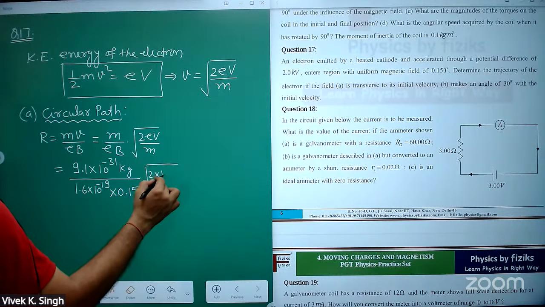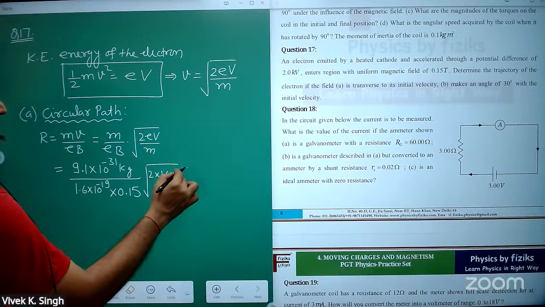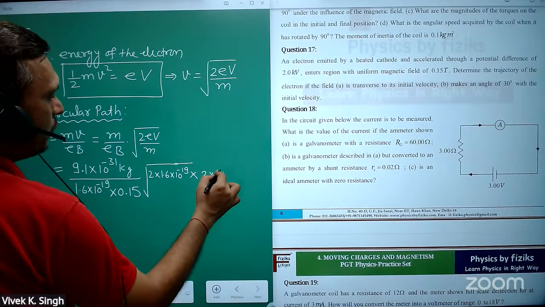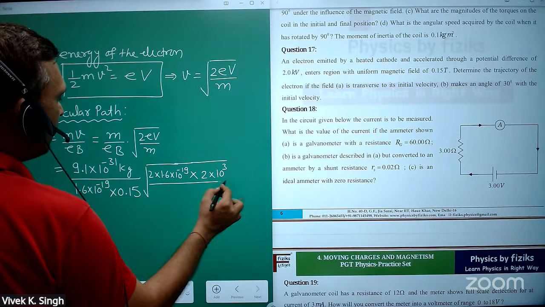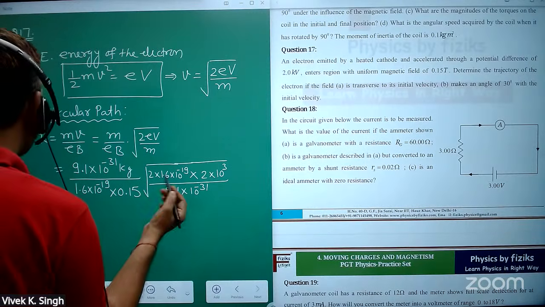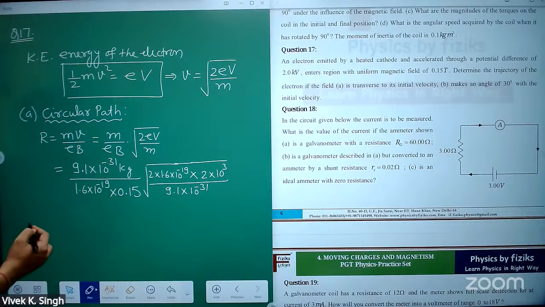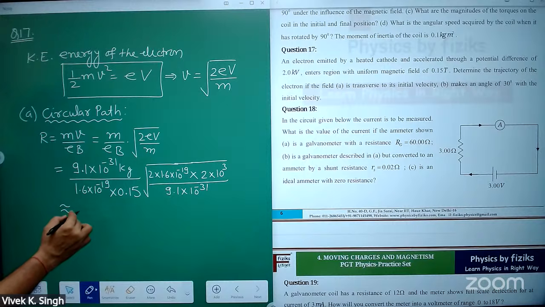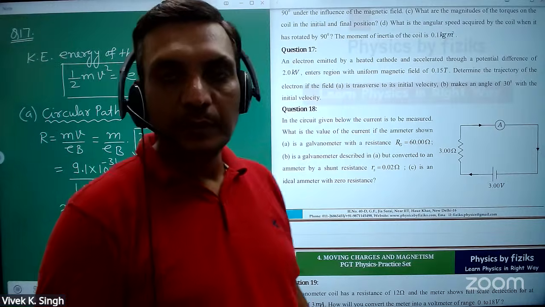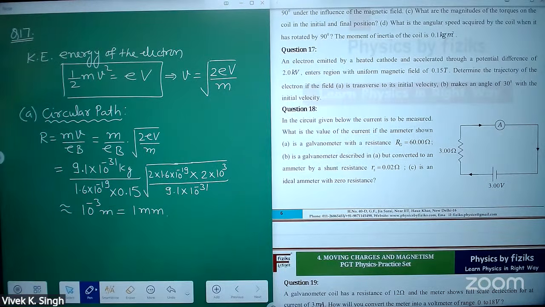2 into 1.6 times 10 to power minus 19. And the voltage is 2 into 10 to power 3 volt, this is in kilovolt. Mass is 9.1 times 10 to power minus 31. So it's a matter of calculation. If you calculate this, the value is approximately 10 to power minus 3 meter, and that is 1 millimeter. So the radius of the circular path will be 1 millimeter. Clear?